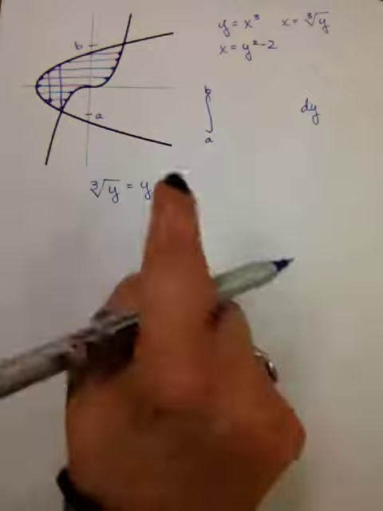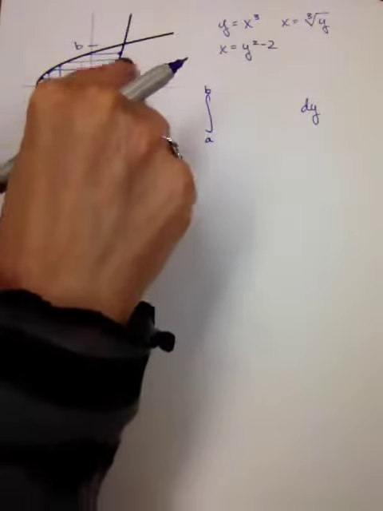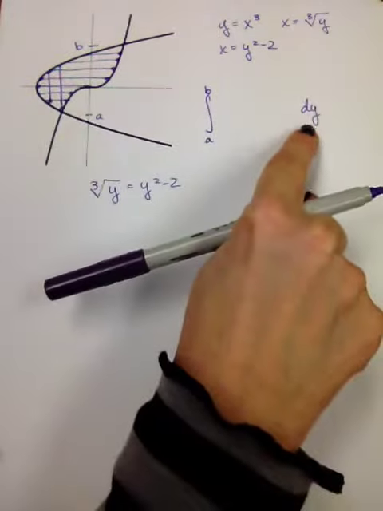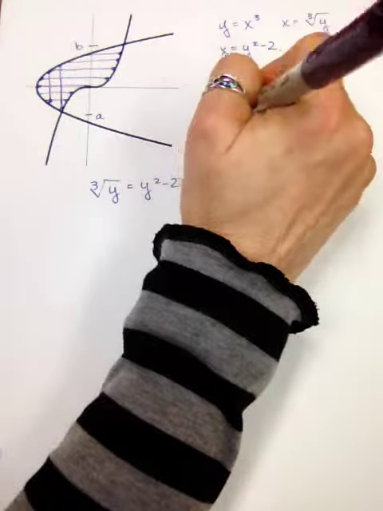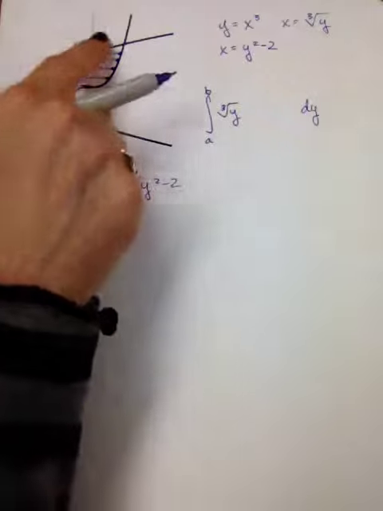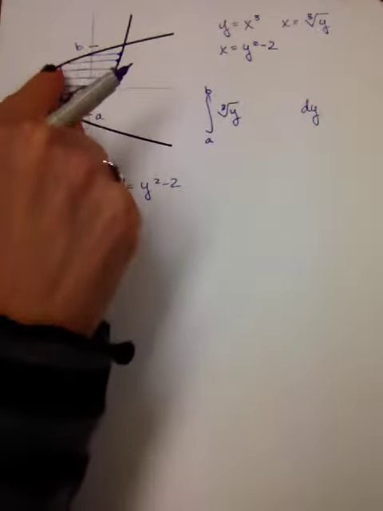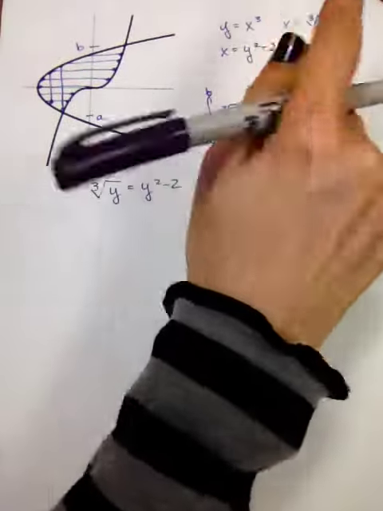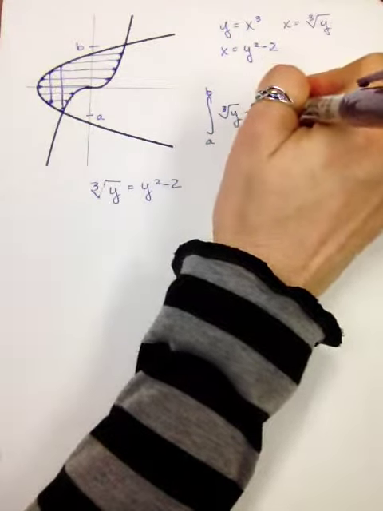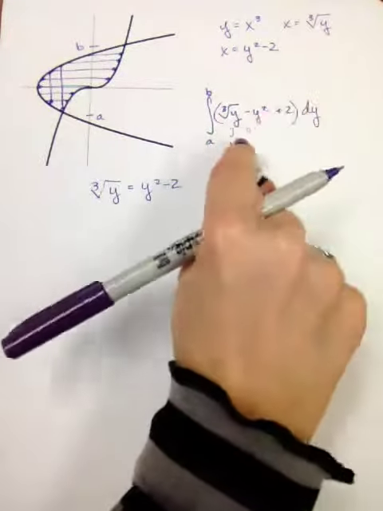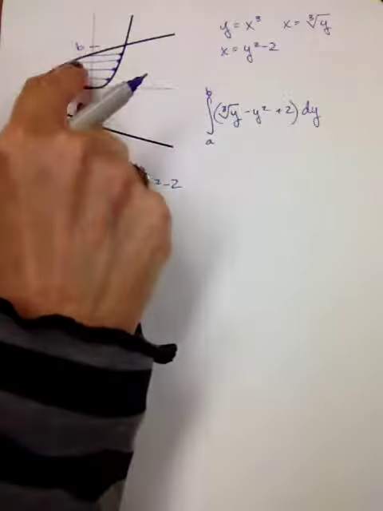Then what I need is the more positive side, and that is the cubic function, but this is with respect to y, so I'll be using the cube root of y. And I will subtract out the less positive, which is y squared minus 2, and it's already with respect to y, so minus y squared plus 2. And if I integrate this expression, once I know what A and B are, I would get the area of that region.